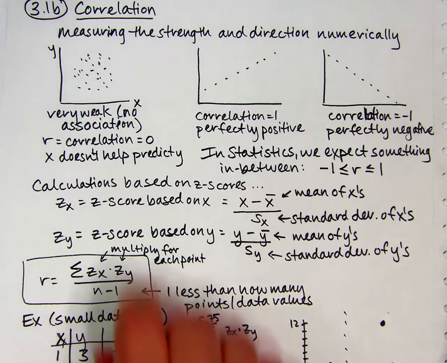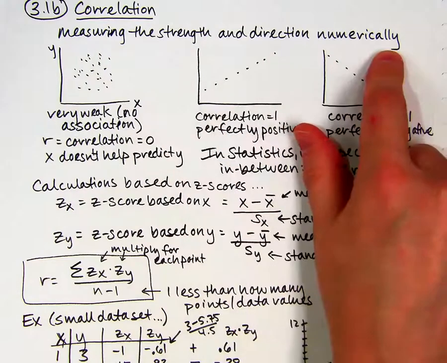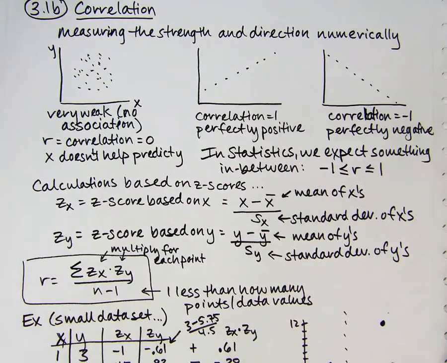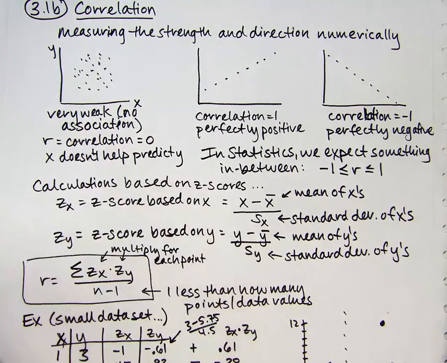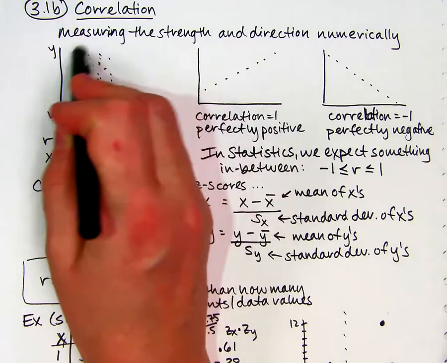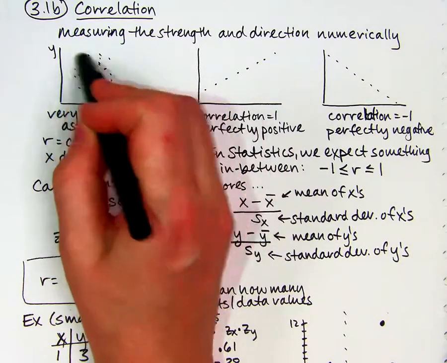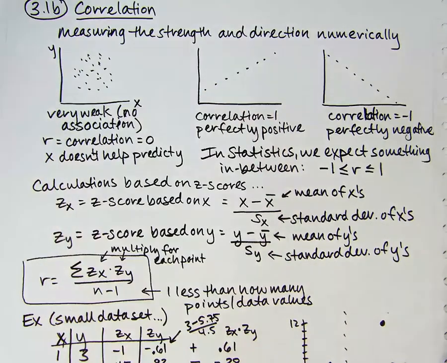So correlation is a way of measuring the strength and direction of a scatter plot numerically, because what we've been doing is informal, just saying strong, moderate, weak, positive, negative, and this is more of a numerical measure. So the extremes are, you can have very weak, no association. This one's really fun to draw. You just put lots of dots, and if it starts to look like it's positive, then put some more dots here and here to make it more negative. Just random dots. You can't tell if it's positive or negative. That would be no association at all.